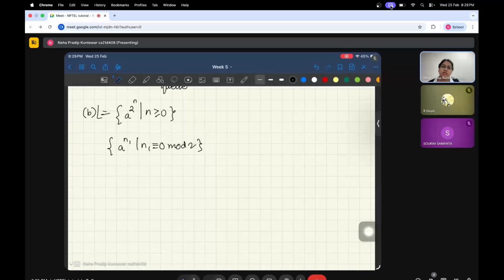Basically I'm saying you are accepting all even length strings. Yes, right. But this problem is slightly different. It should accept a raised to the power 8, but should not accept a raised to the power 6.